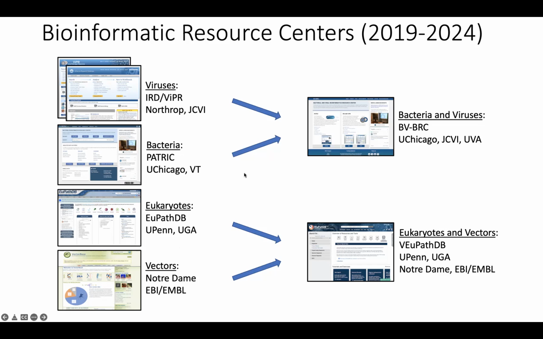In our latest round of funding, it was decided to merge some of these resources so that some of the different tools that were unique to one site might be available to users of both sites. The eukaryotes and vectors were merged into one site called VUPathDB, which is our sister BRC. And our sites, IRD and Viper, were merged with the Patric database to make a new website called the Bacterial and Viral Bioinformatics Resource Center, which is what I'll be discussing today.